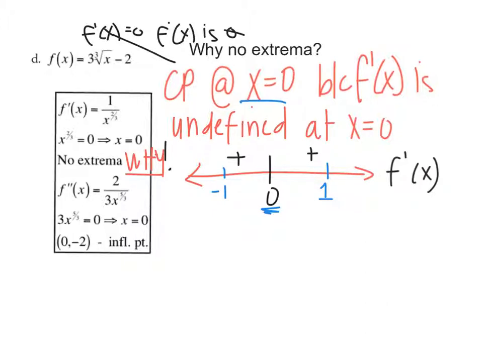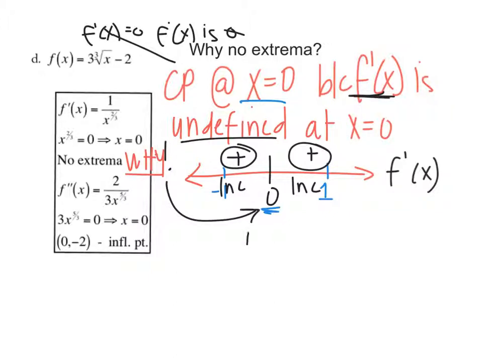So there's no extrema since there's no change in sign at 0. It's constantly increasing. What this is telling me is that f of x is increasing all the time, so there's no extrema. Now, think about when f prime of x is undefined.